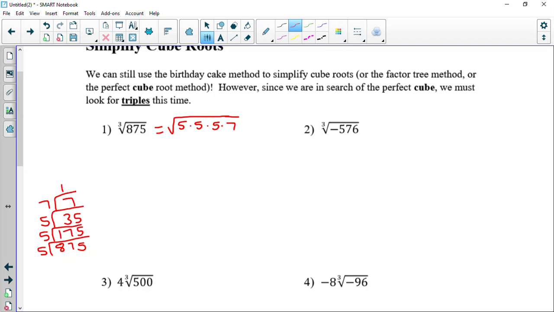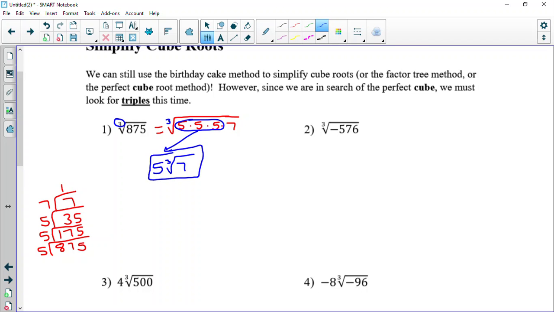Now, this time we're looking for triples, but we're going to follow that same general plan that we did with square roots. So I'm going to look for triples. In this case, I have three 5s. I'm going to pull out one 5 to represent that triple. And then my single, in this case the 7, is going to stay home. And I have to remember to put that little 3 in the hook. I forgot to do that here. But because we're dealing with cube roots, since we have 3 as our index, it has to be here as well in our answer. And then we're done.